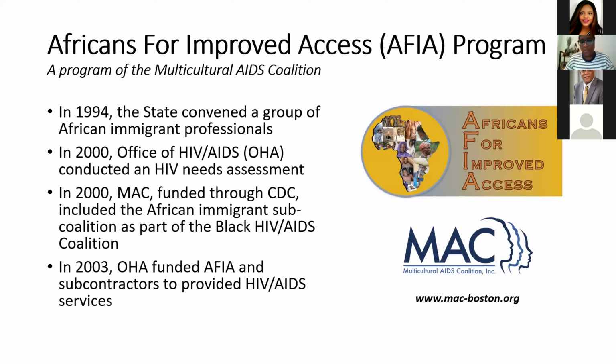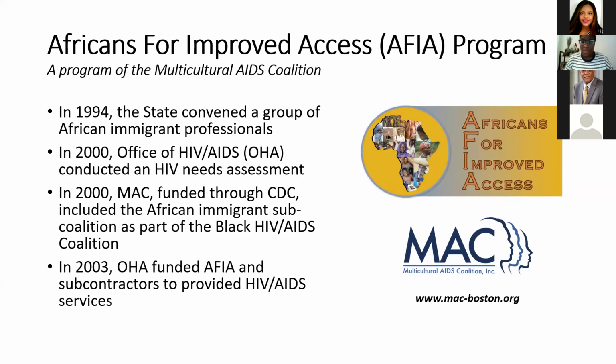I founded the Africans for Improved Access program, which came out of coalition work led by a woman named Rosette Saranga, who is my mentor in doing this work. What happened was the state brought together some African professionals to acknowledge that there was data showing some inequities, particularly in reproductive health for women. And the closer they looked at that data, they saw there were increased new HIV diagnoses. So they brought together some professionals to see what was going on, and they worked with African immigrant professionals to implement a needs assessment.